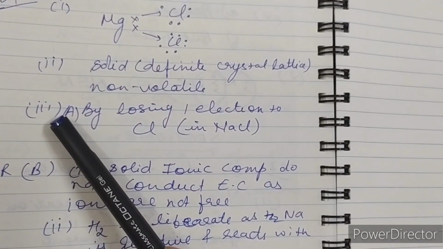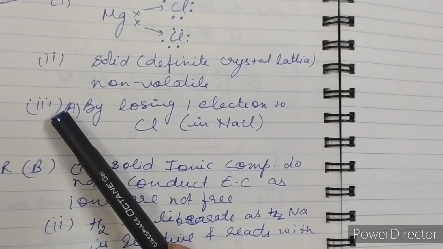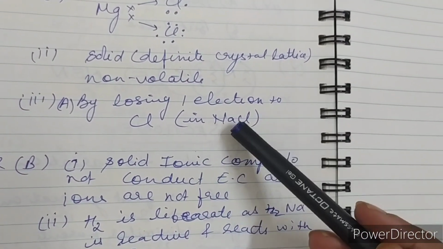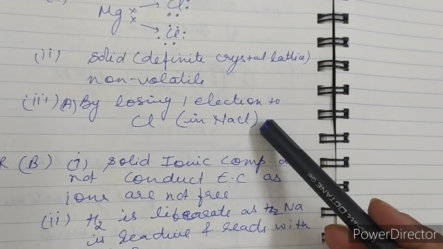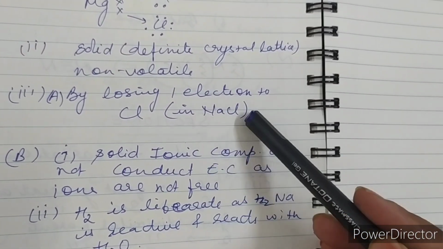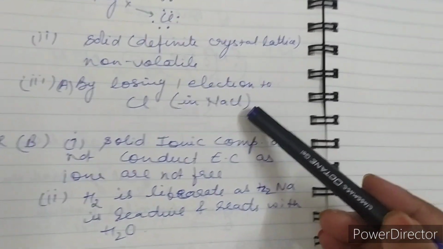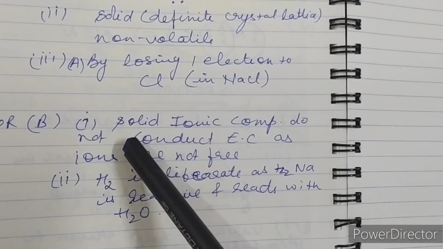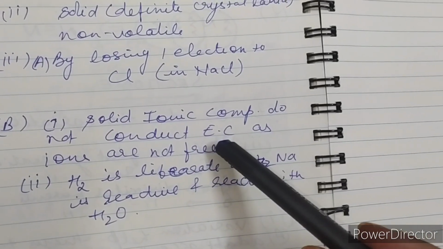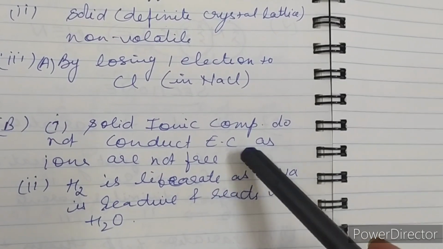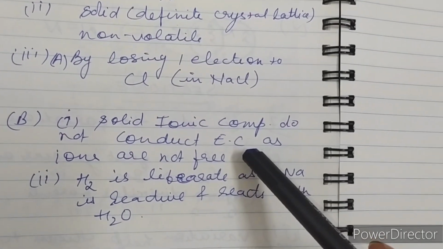Next, they ask you how sodium attains stability in NaCl, that is by losing its 1 electron to chlorine, because sodium has 1 electron in the valence shell and chlorine has 7 electrons. So if it transfers 1 electron to chlorine, sodium is also stable and chlorine is also stable. Next is the reasoning part: why do solid ionic compounds not conduct electric current in solid state? Because the ions are held together by strong electrostatic force of attraction, and ions are not found in the free state.